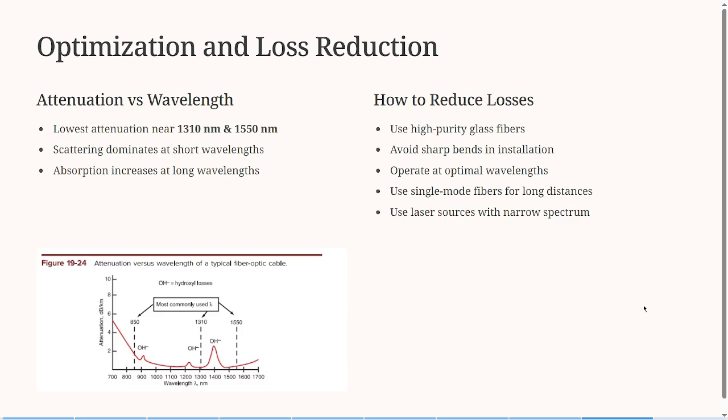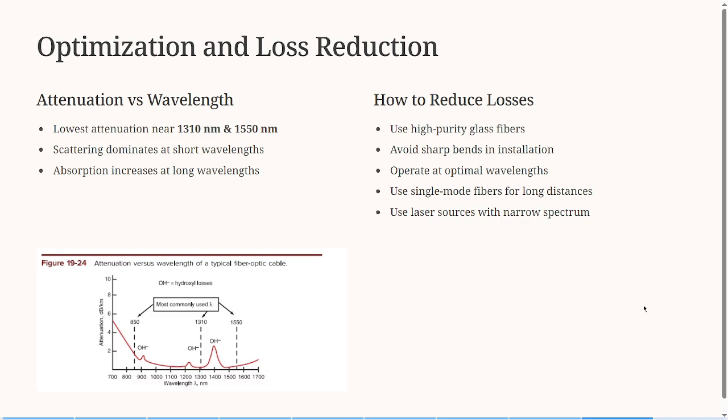Attenuation versus wavelength. This chart shows how attenuation varies with wavelength. We can see in the chart two low loss windows around 1310 and 1550 nanometer, which is why most optical systems operate in these ranges. At short wavelength, scattering dominates, while at longer wavelength, absorption increases. So the goal is to operate where total loss is minimum.